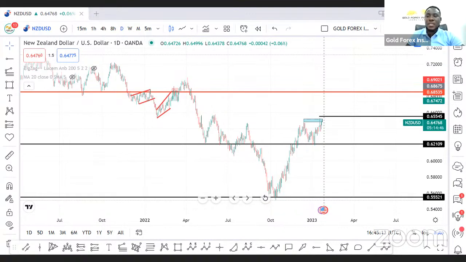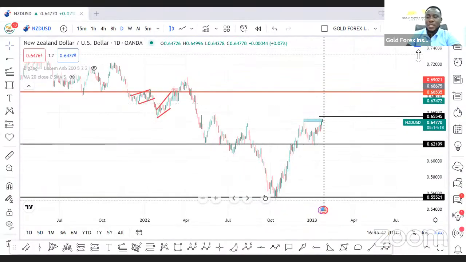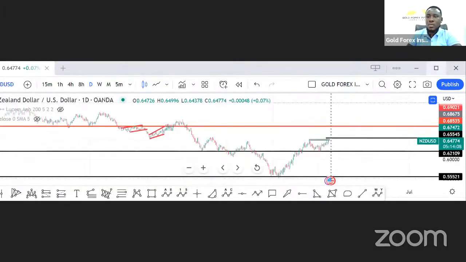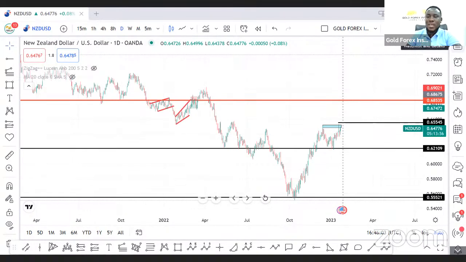So today, let's start with the dollar pairs and see what is happening. Okay, so let's look at DXY.